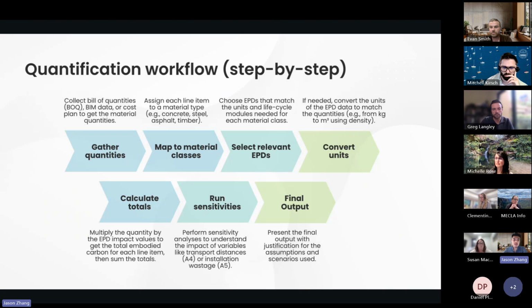All right, so this is more of a quantification process of how you calculate the carbon emissions using EPDs. This process starts from gathering the quantities, which usually come from the bill of quantities, BIM data or cost plans. Once you have the quantity, you need to identify a material type for each line item. It could be a composite line item, saying this is the reinforced slab, and you need to break that down into concrete and steel. Then after you map each line item with a material type, choose the EPDs to map the exact product.